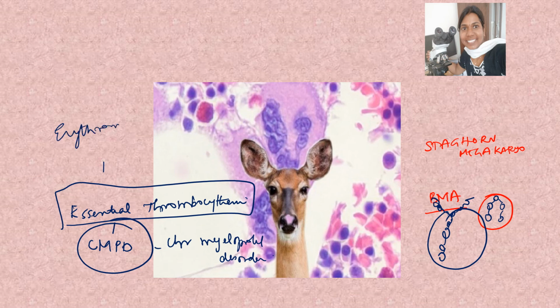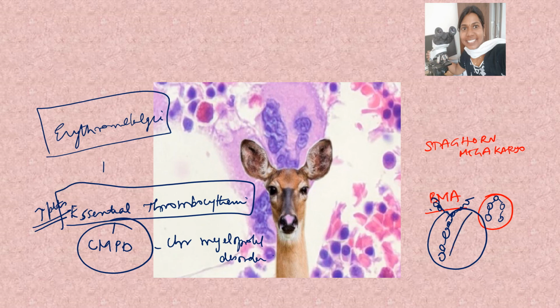This particular condition can present with erythromelalgia. So what do you mean by erythromelalgia? You will have burning and throbbing pain in the hands and feet. So due to mutations you have increased platelets, right? So these increased platelets are abnormal, so they can cause thrombosis, they can cause bleeding also. You have to go for some mutational analysis to confirm essential thrombocythemia. And the megakaryocytes in the bone marrow will have multiple lobes which appear like a Staghorn.